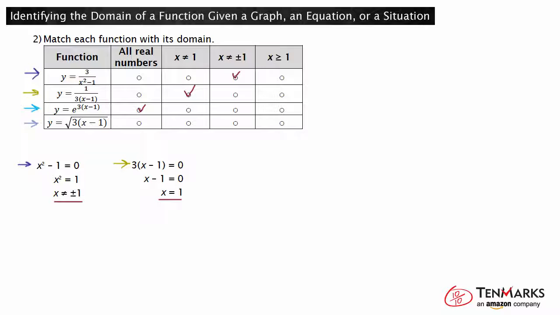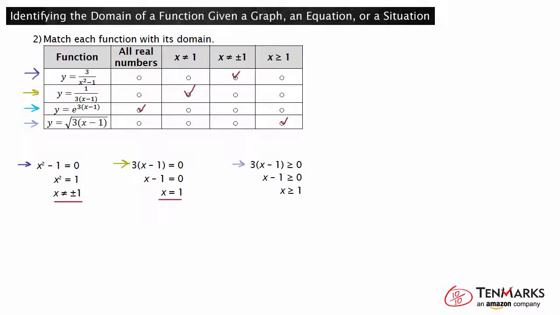This function is a radical function, which is defined only when the radicand is greater than or equal to 0. So 3 times the quantity x minus 1 must be greater than or equal to 0. Dividing both sides of the inequality by 3 gives x minus 1 is greater than or equal to 0. And adding 1 to both sides gives x is greater than or equal to 1. So the function is defined only when x is greater than or equal to 1. So the domain of the function is x is greater than or equal to 1.